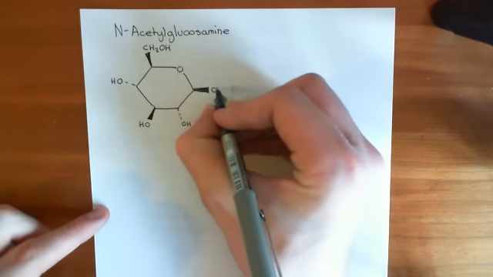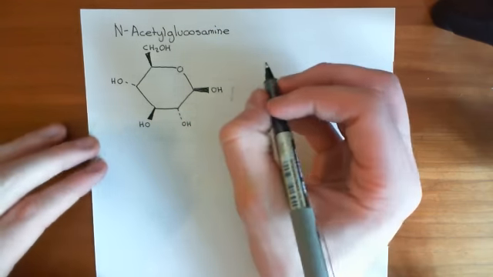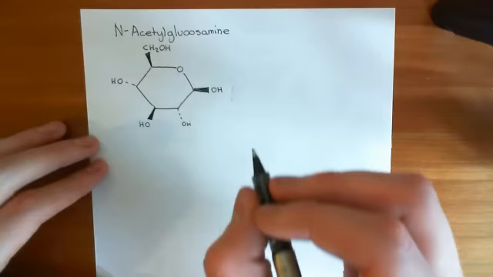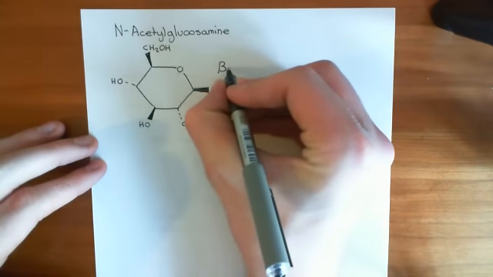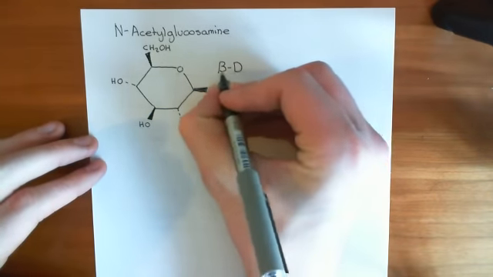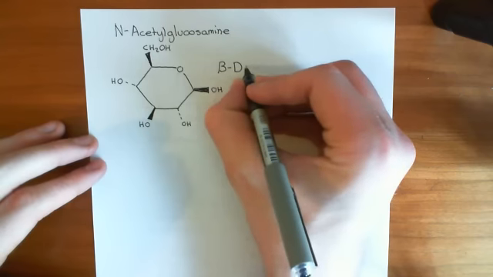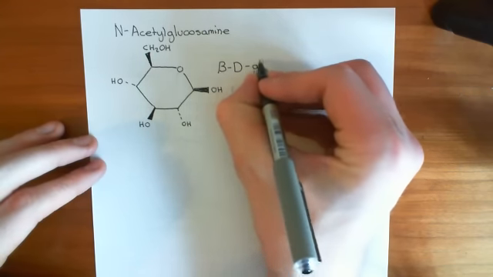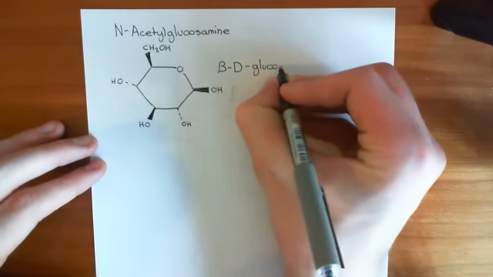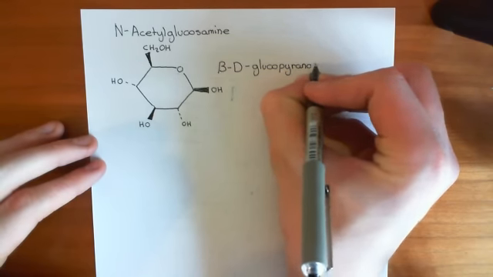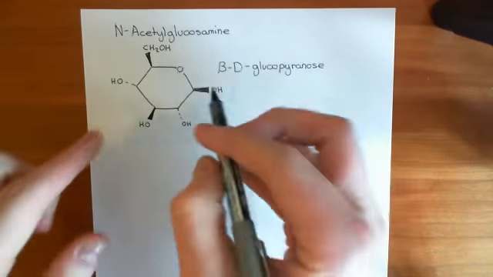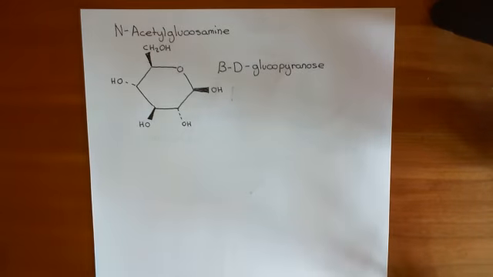Okay, right. So, this is glucose, but the specific isomer of glucose that it's called, if you want the specific name, it's known as beta-D glucopyranose. Okay, so the pyranose denotes that it is a six-membered ring here.